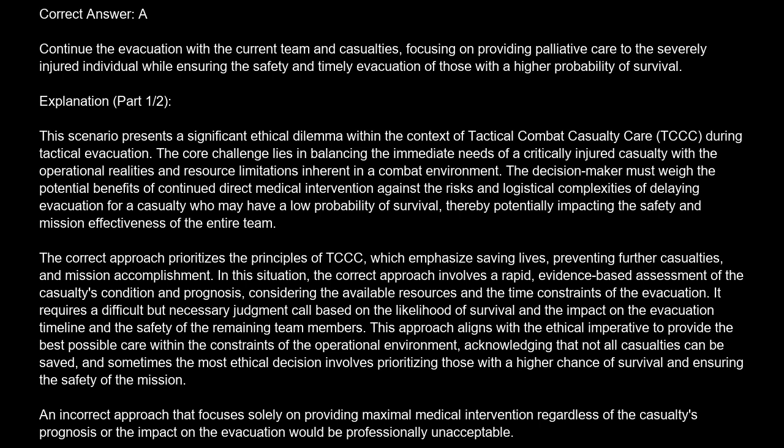This approach aligns with the ethical imperative to provide the best possible care within the constraints of the operational environment, acknowledging that not all casualties can be saved, and sometimes the most ethical decision involves prioritizing those with a higher chance of survival and ensuring the safety of the mission.